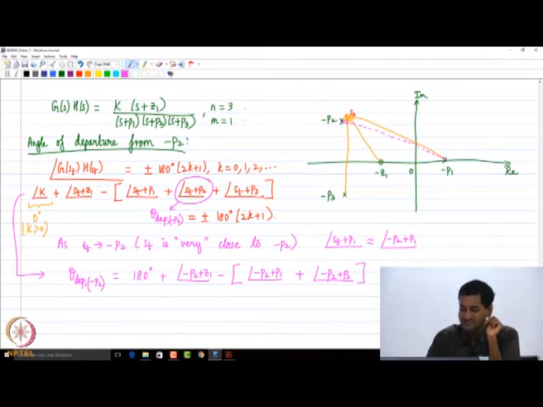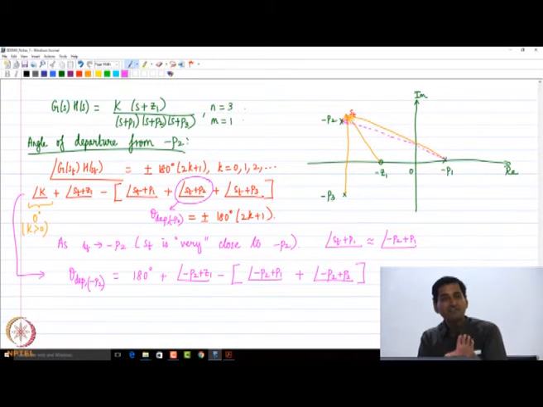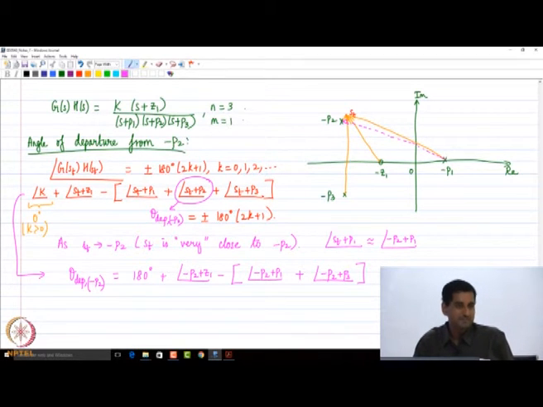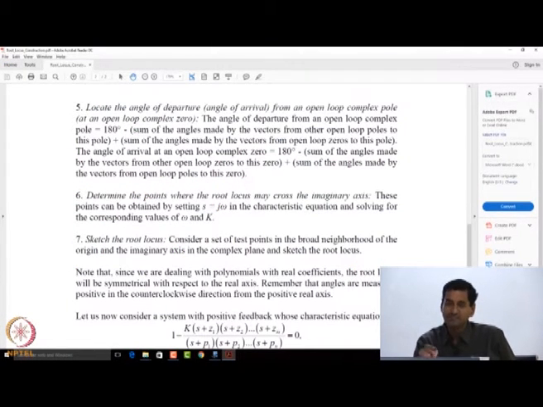So, that is what this is, and what are these two angles? These are the two vectors drawn from the remaining open loop poles minus p1 and minus p3 to the pole in question, which is minus p2. So, that is what this step is. So, with this understanding, let us go and read this step and we will stop there.